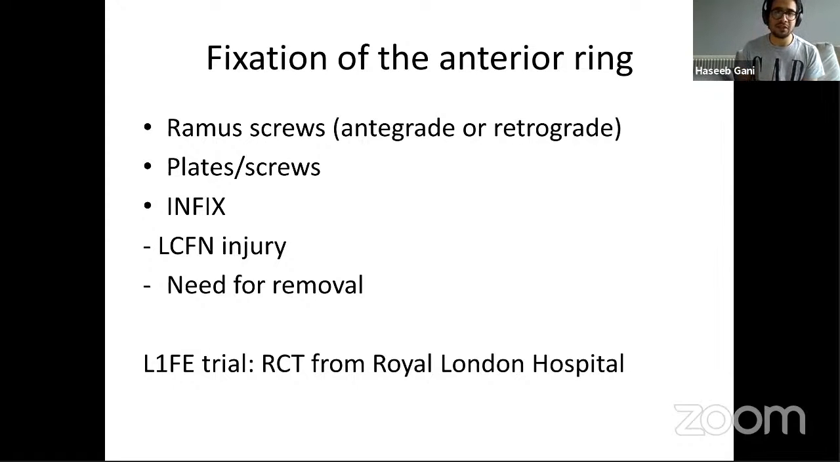We designed a randomized controlled trial for LC1 type fragility fractures, which are most of Rommens 2 and 3, which are the most common type. It's called the LIFE trial, but because of the pandemic, it's on hold. I think we have recently started. It's basically comparing non-op management versus an anterior infix for LC1 type fragility fractures.